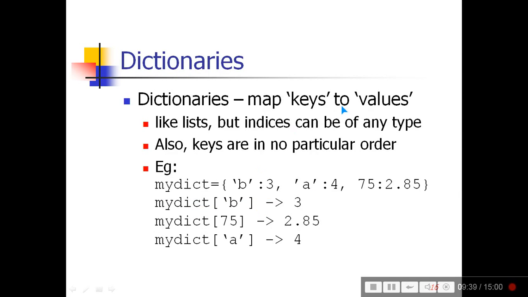Dictionaries map keys to values, like lists, but indices can be of any type. Also keys are in no particular order. Example, mydict, we have name value pairs. See, these are key value pairs. We have B3, A4, and these are 2 values in combination. So mydict B will be 3. At 75 we have 2.85, and mydict A, at A we have 4.